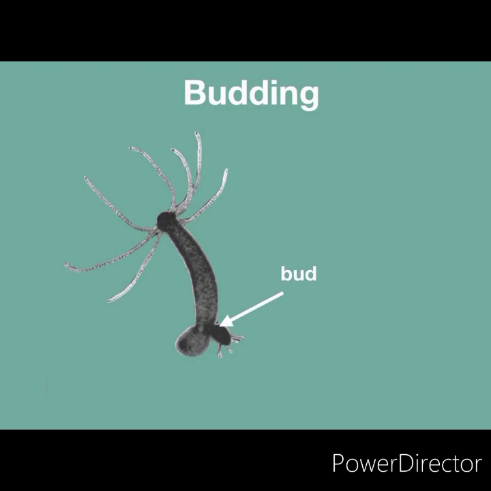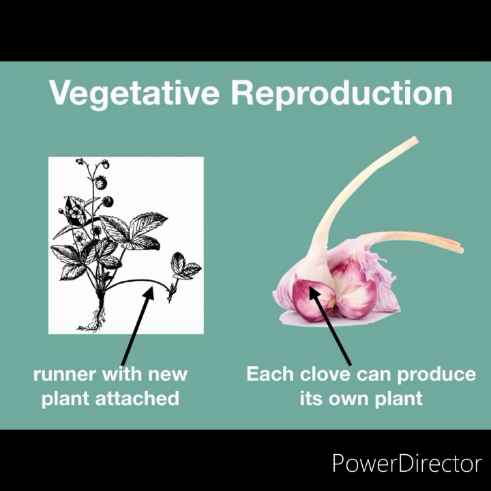Another form is through budding. This happens when a new organism develops from a growth or a bud on the side of the organism. The new growth has the same genetic information as the parent and eventually detaches from the parent and grows on its own. You might have seen vegetative reproduction in your own garden.